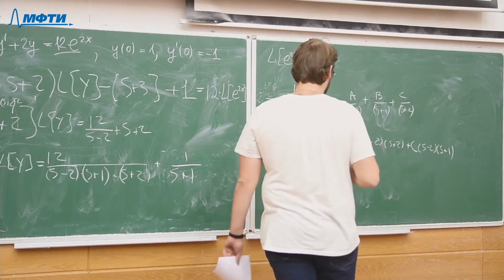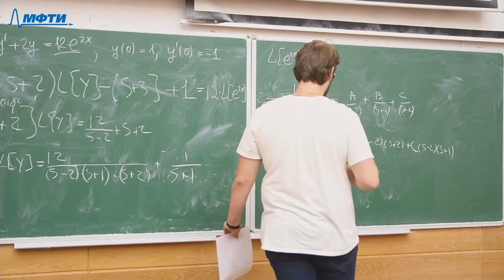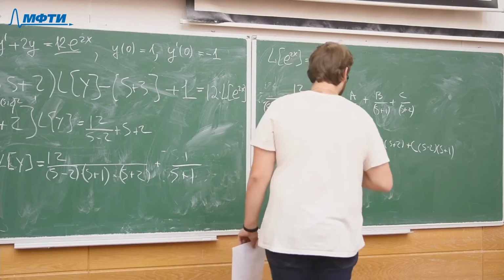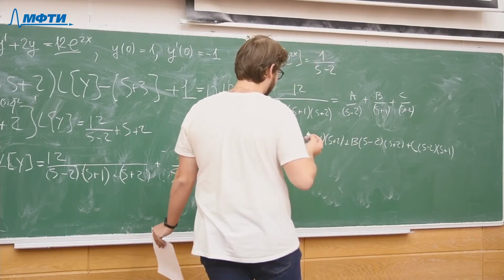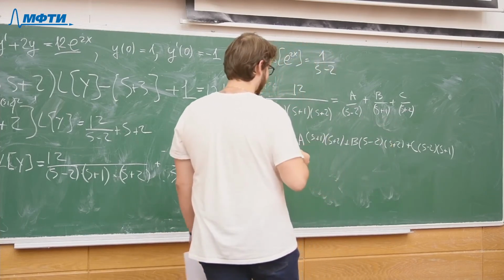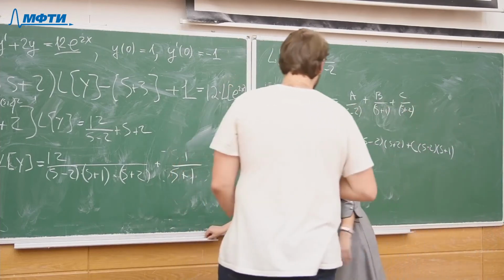And here's where the headache starts. It's better to substitute the roots. Substitute s equals negative 1. So how to find a, b, and c? What is your opinion? Open the brackets. It's too long and too complicated, and you will make a lot of mistakes.